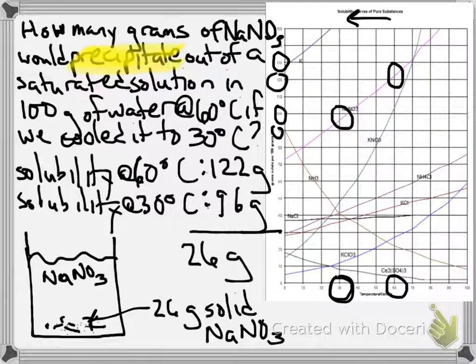So anytime you need to figure out how much would precipitate out or how much we would get if we dried something, it's usually going to be a matter of taking the difference in solubilities at those two temperatures. Because remember, a saturated solution contains the maximum amount that we can dissolve at that temperature, and that amount is going to be determined by your solubility curve.